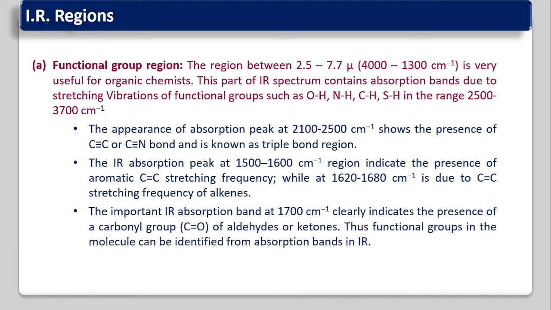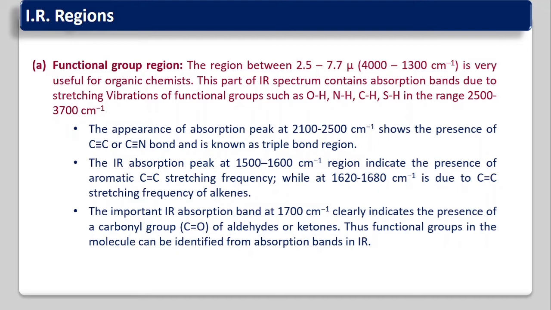The important IR spectrum band is at around 1700 centimeter inverse. If there are peaks near about 1700 centimeter inverse, it clearly indicates the presence of a carbonyl group, that is carbon-oxygen double bond. It may be aldehyde, ketone, ester, amide, or acid. All these peaks appear near about 1700 to 1800.